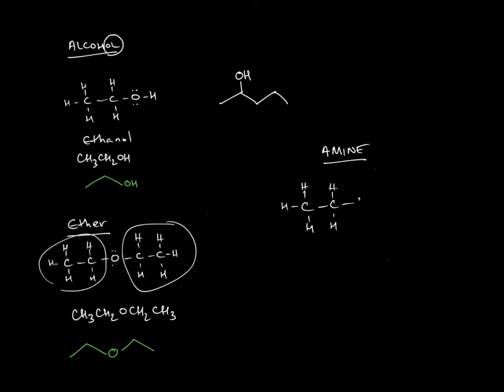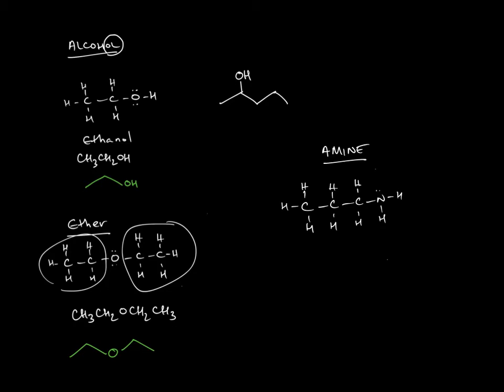Let's do 3 carbons attached to a nitrogen. We'll fill in all of their hydrogens so they all have the right number of bonds. So this is an example of an amine. It's just a molecule with a nitrogen with only single bonds.